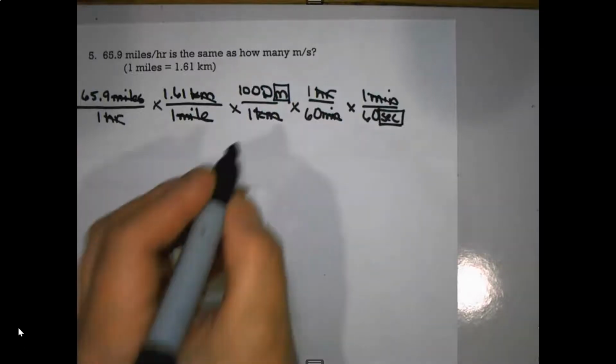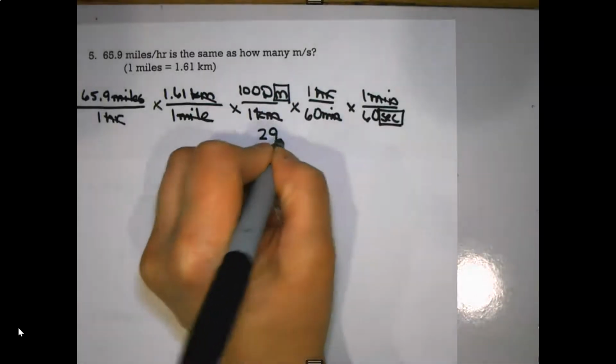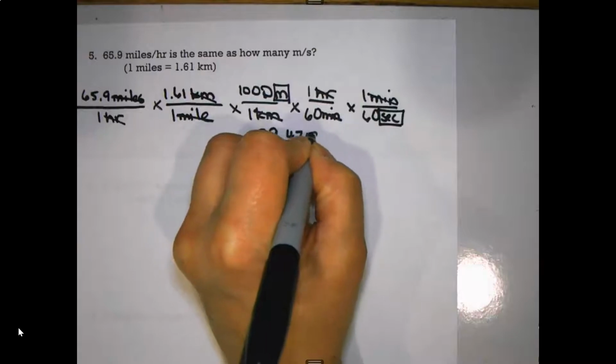So now it's simply a matter of doing the math. So I've got 65.9 times 1.61 times 1,000 divided by 60 divided by 60. 29.4719. How many digits am I allowed to have?